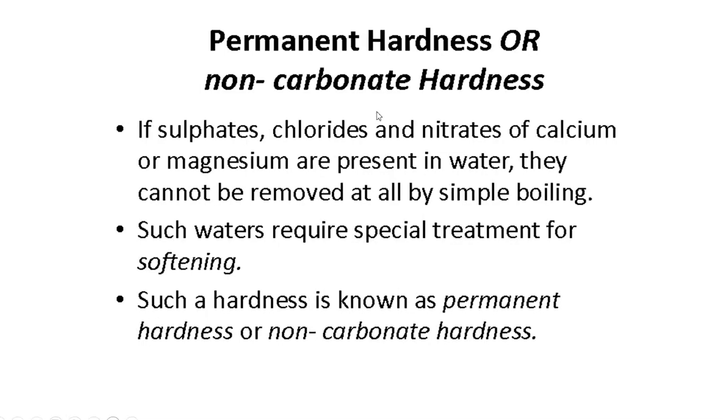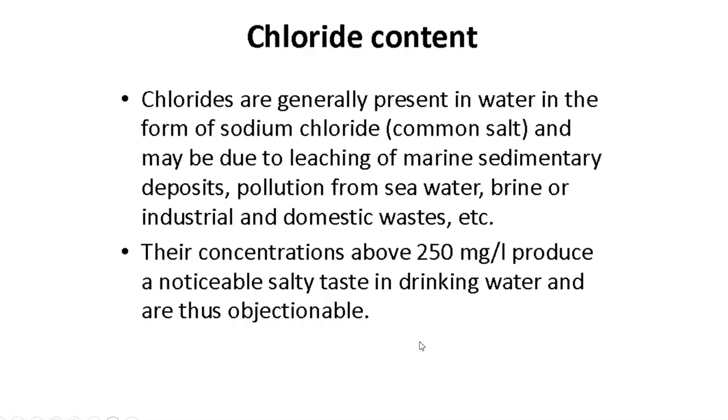Then we have the second type, which is permanent hardness, or we can also call it non-carbonate hardness. If sulfates, chlorides, and nitrates of calcium and magnesium are present in water, they cannot be removed at all by simple boiling. So such waters require special treatment for softening. Such a hardness is known as permanent hardness or non-carbonate hardness.